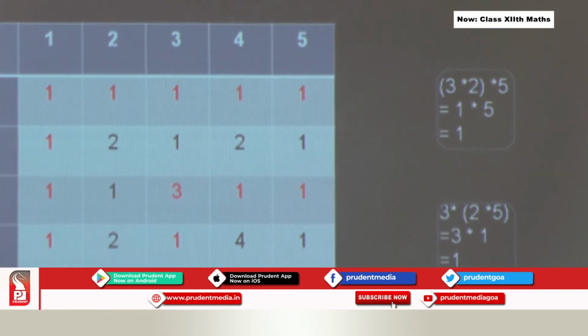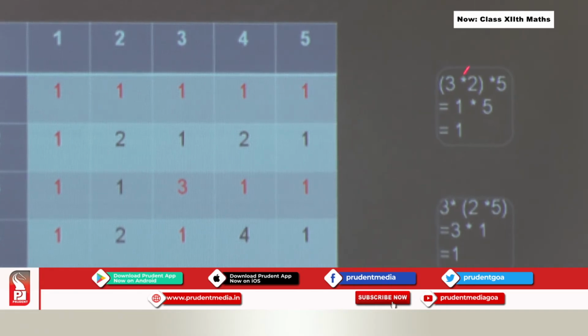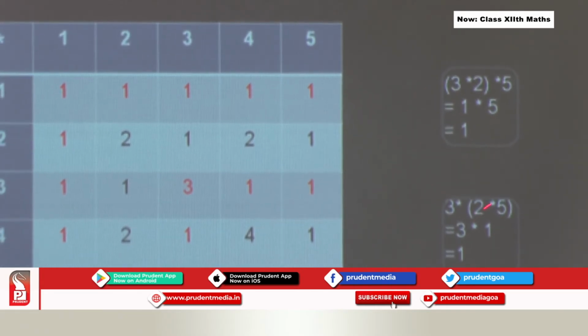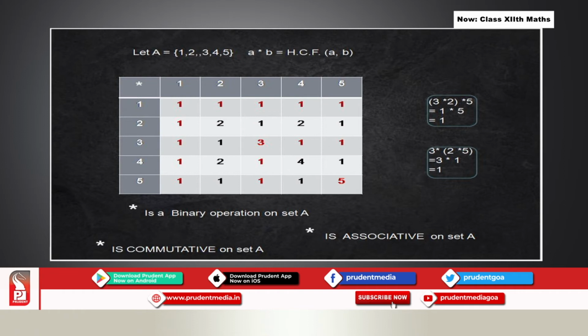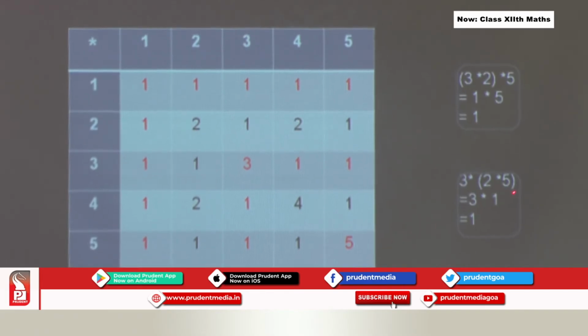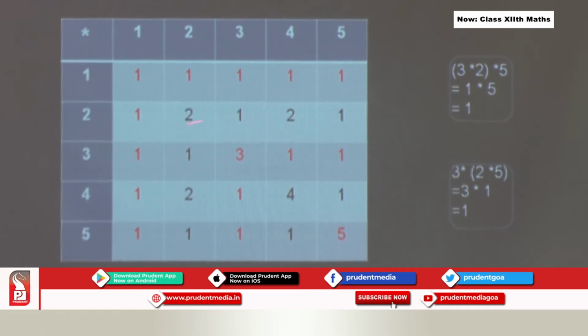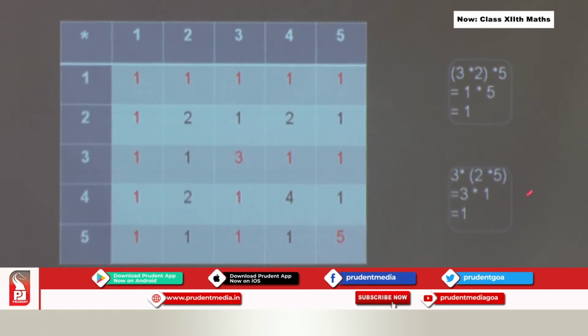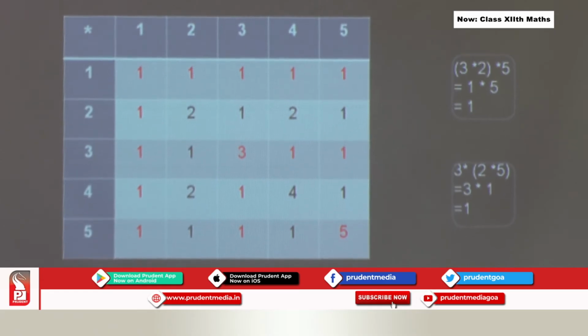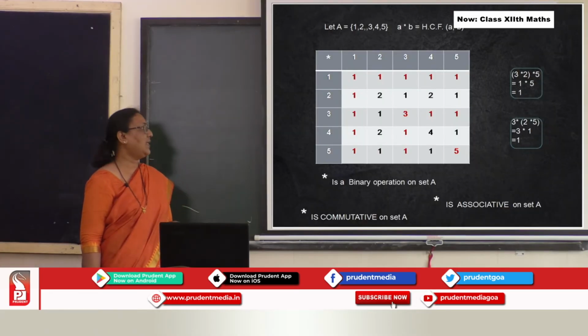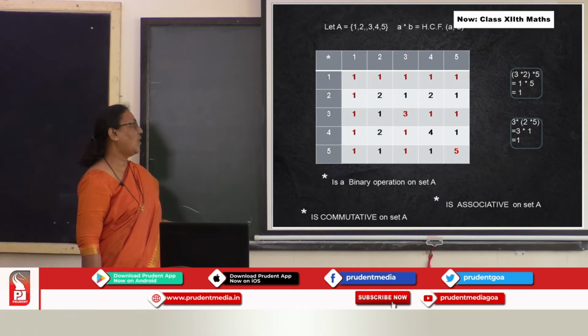Now you change the bracket here. First we had taken 3 and 2, now you take 2 and 5 first. 2 star 5 is 1. Then this 3 will remain 3 only, it is copied here. 3 star 1, what is 3 star 1? Here it is 1. Have you all seen that both the answers are the same? Because both the answers are the same, it is associative. This operation is associative in the set A.